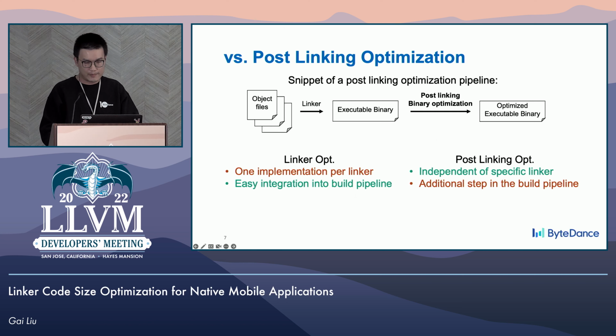For linker optimization, we would need one implementation for each linker that we support, while post-linking optimization is independent of specific linkers. On the other hand, linker optimizations are easier to integrate into the existing build pipeline by simply adding linker flags, while post-link optimization would require us to add and maintain another tool in our build flow. So we chose to implement our optimizations within the linker in this work, mainly for easier integration into the build pipeline.